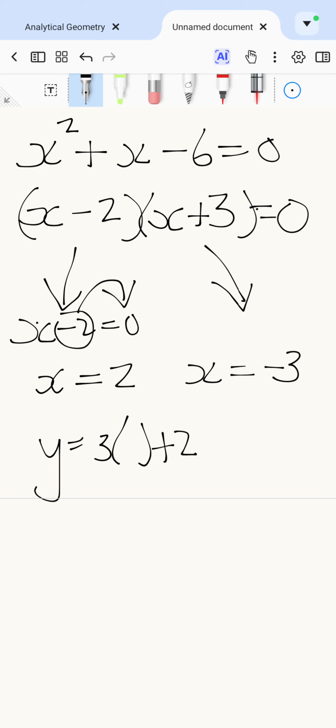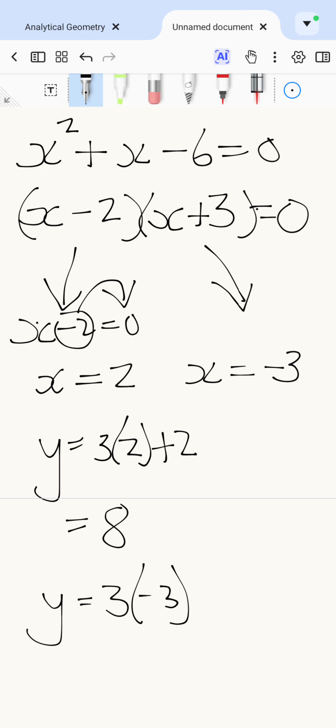What is the x? We say it's going to be 2 for the first one, right? So that's going to be 3 times 2 is 6 plus 2 is 8. And then the other value, y is equal to 3 times minus 3, which is the other x value, plus 2. That's minus 9, that is minus 7.